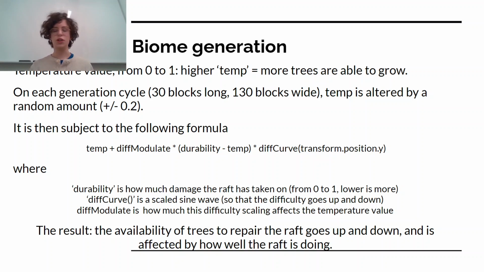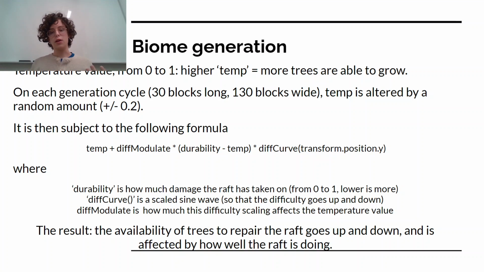So how does biome generation work in the game? Well, there's what's called a temperature value, which scales from 0 to 1, and a higher temperature means more trees are able to grow in that biome. On each generation cycle, and by generation cycle I mean a point in the code where the code will generate a series of 30 blocks lengthwise, so the direction that the river is going, and 130 blocks wide.